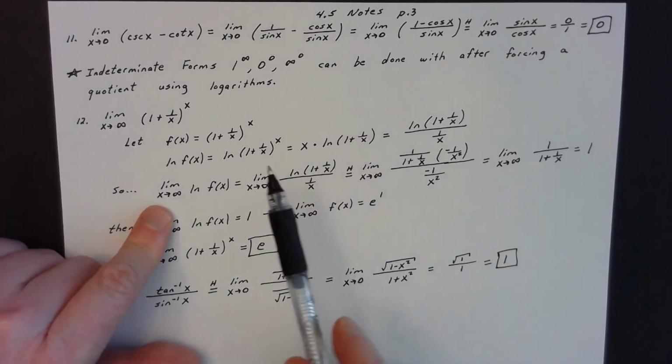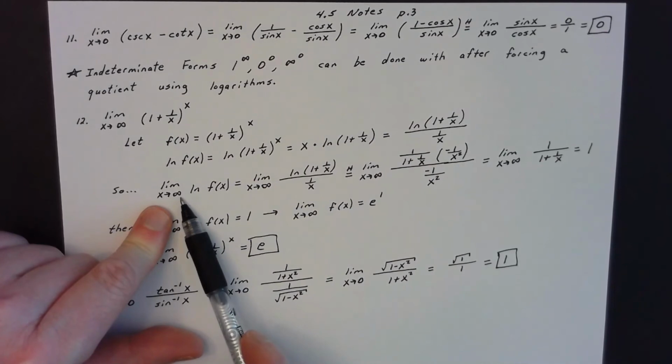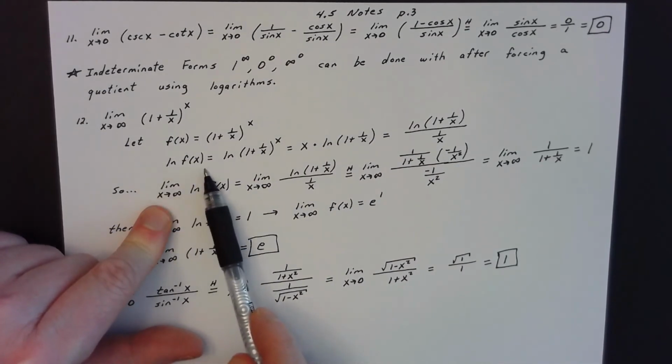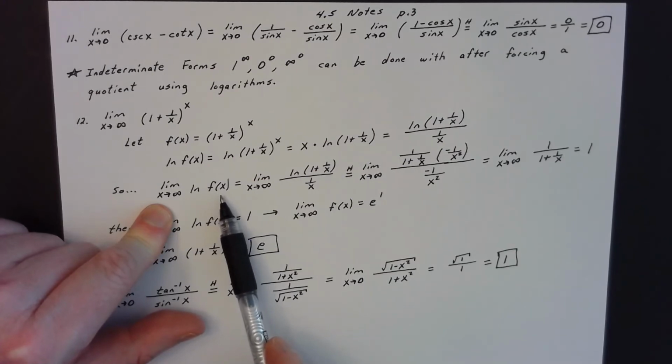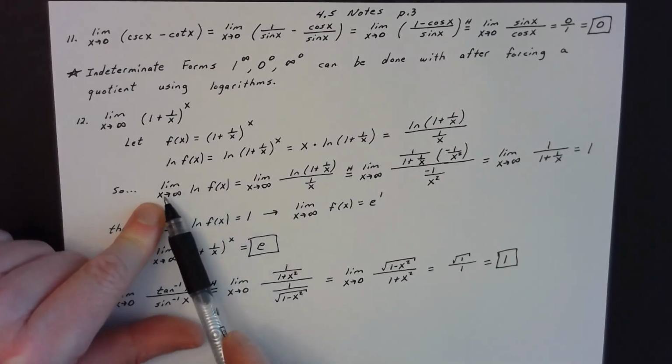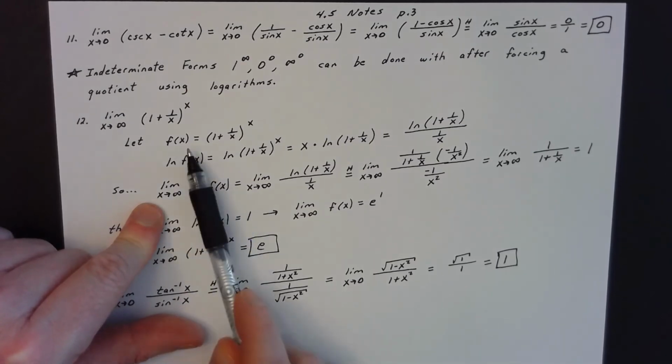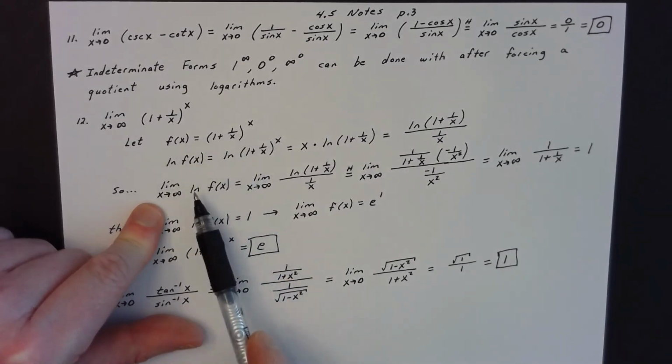So then I can say, well, the limit as x approaches infinity of the natural log of f of x. Now I know this is not going to take me directly to my answer, but I have to find this one first. I would like to find the limit as x approaches infinity of f of x. That's my original function, but I can't.